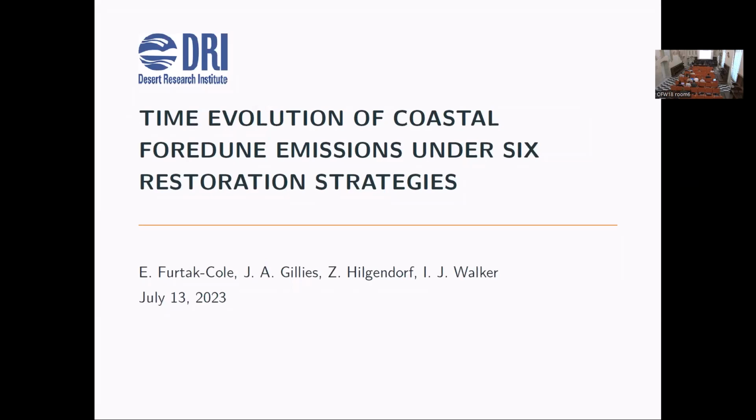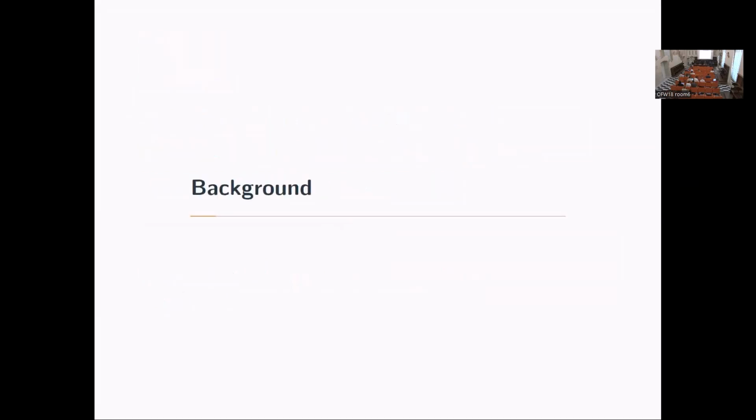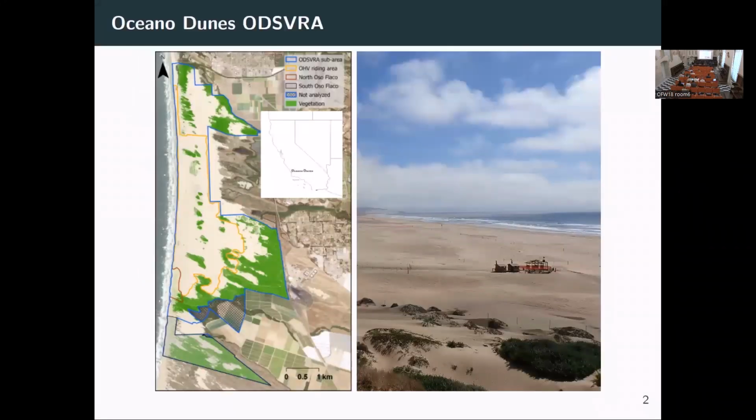I'm going to be speaking about some aerodynamics of coastal foredune restoration. So this is sort of a fringe use of computational fluid dynamics. I'm going to try to contextualize some of the background of the study site.